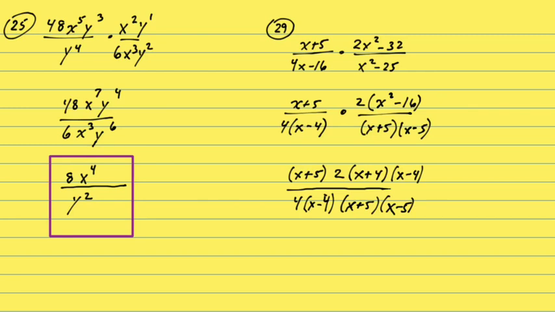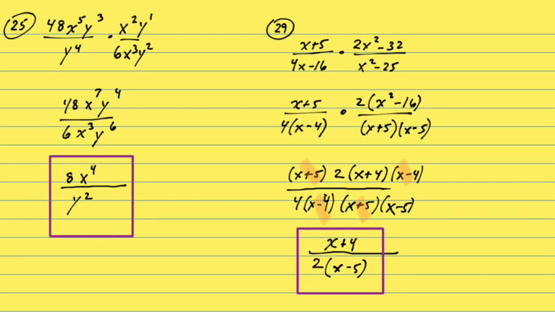Will anything divide out? Well, x plus 5 with x plus 5, x minus 4 with x minus 4. And the 2 goes into the 4, leaving me a 2 on the bottom, right? And what's on top? You have an x plus 4. And what's on bottom? An x minus 5. So hopefully this is your answer for 29.